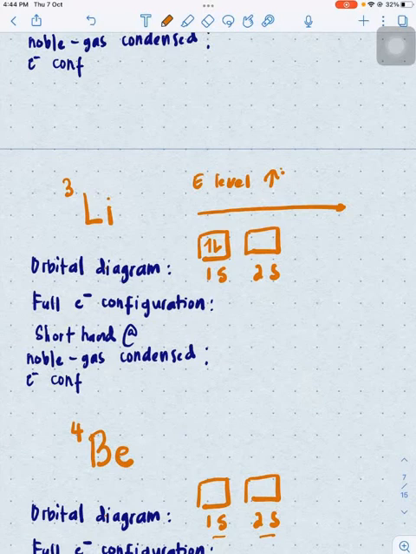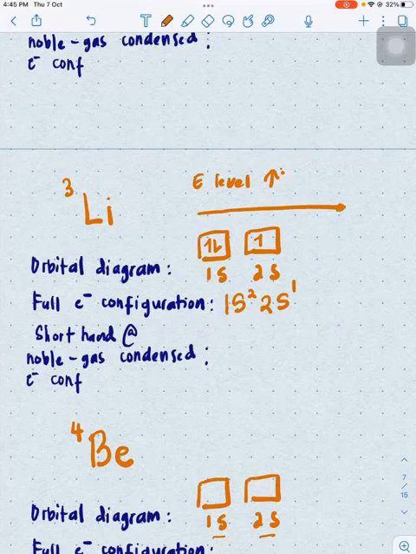Up. Arrow up. Arrow up? Tak boleh arrow down ke? Boleh. Boleh sebab dia adalah empty orbital. Dia satu-satu je dalam bilik tu. So suka hati dia lah nak pusing kanan ke kiri. But again, common practice Madam letaklah sebagai arrow up. Okay. Alright. So in this case, the full electron configuration will be 1s2 2s1. Okay. So you can see now, more electrons you have, longer the electron configuration.